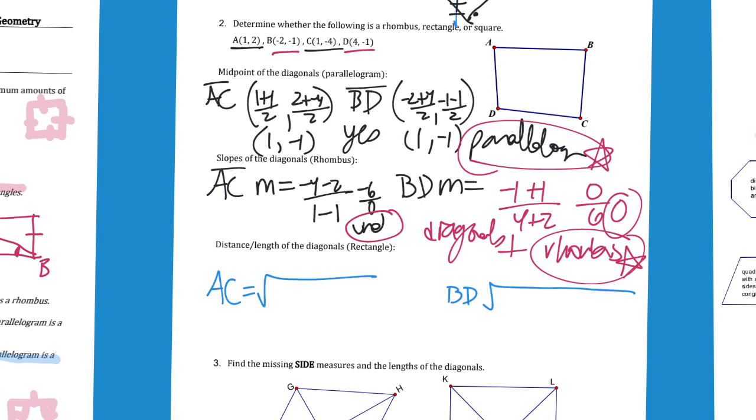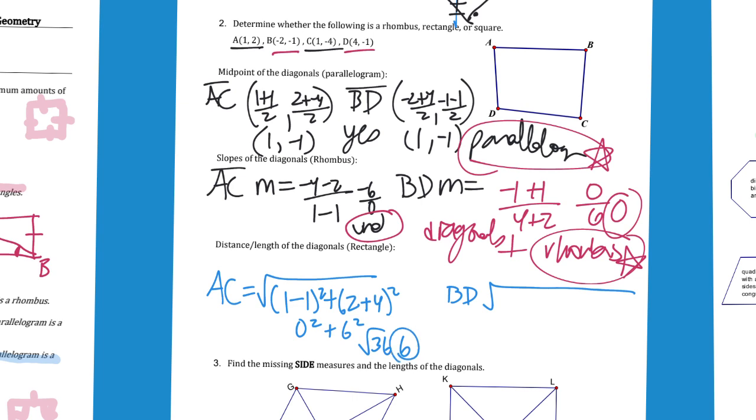So A to C. The distance formula says take the x's and subtract them. So I'm going to do 1 minus 1 and square it. I'm going to subtract the y's of A and C, so it would be 2 plus 4 squared. So 0 squared and 6 squared. So that's the square root of 36, or 6. Okay, so that's the length of one diagonal.